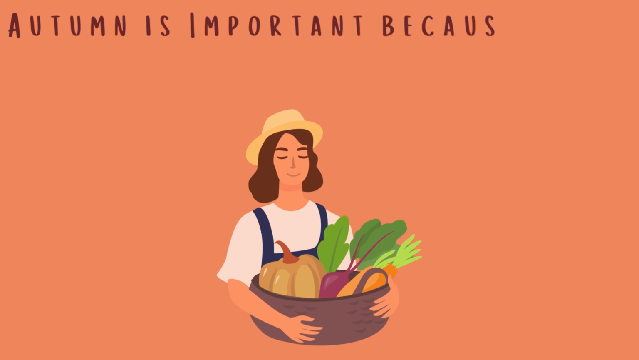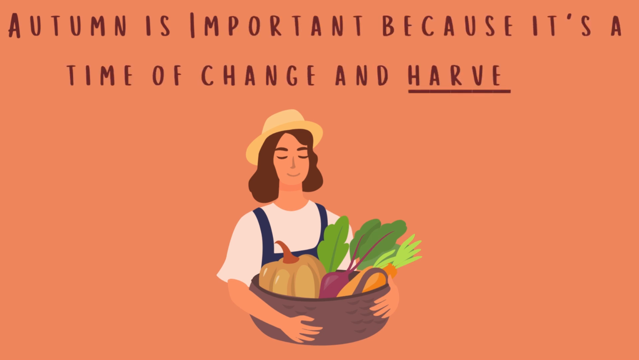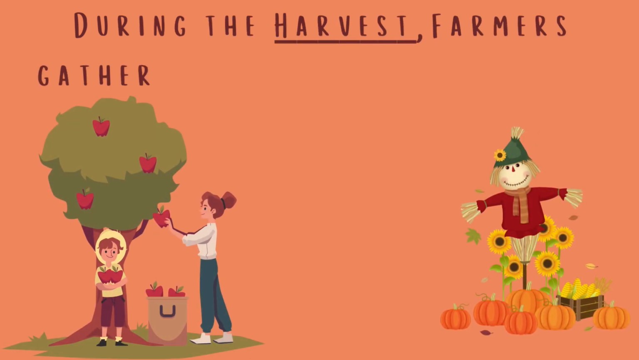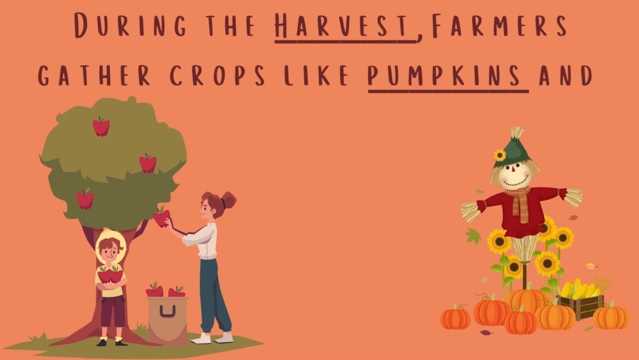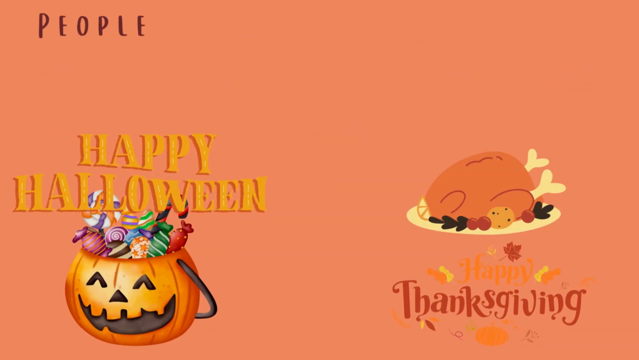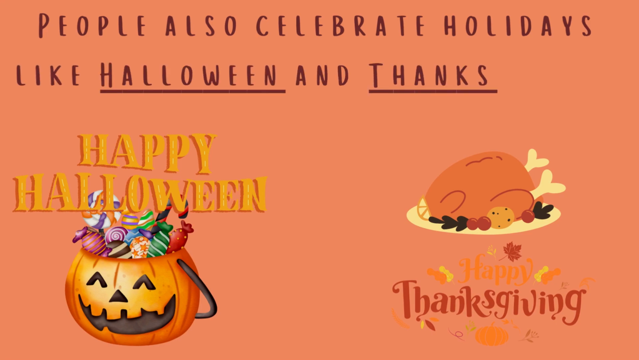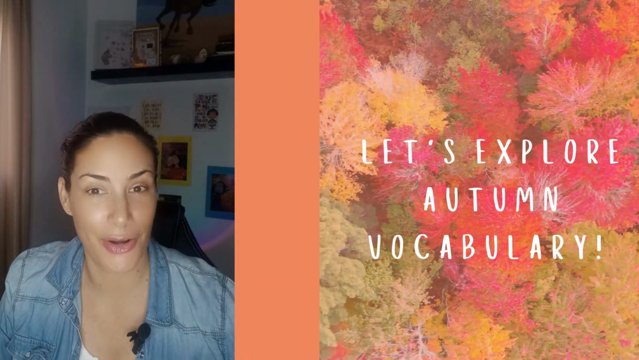Autumn is important because it's a time of change and harvest. During the harvest, farmers gather crops like pumpkins and apples. People also celebrate holidays like Halloween and Thanksgiving. So learning this vocabulary is going to help you be able to understand and talk about these special times and enjoy the beauty of this season. So let's get started exploring this autumn vocabulary.